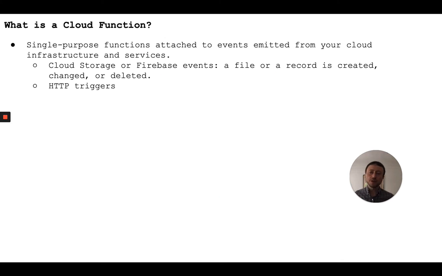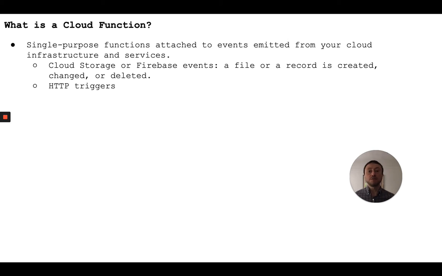First of all, quick recap. I know this came up in other talks today. What is a cloud function? Cloud functions are single-purpose functions attached to events emitted from your cloud infrastructure. So in this case, we'll be listening for a specific event, a file being created in the bucket, and then when that event is emitted, the function will get triggered.